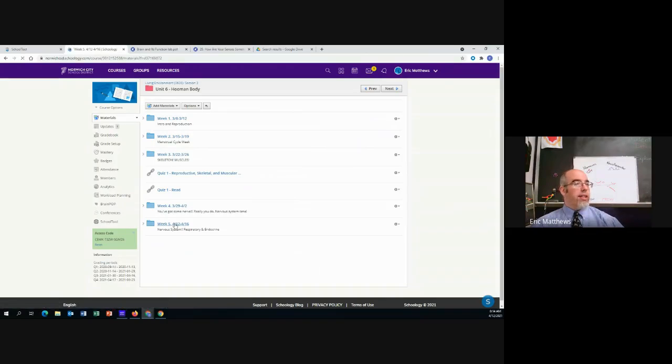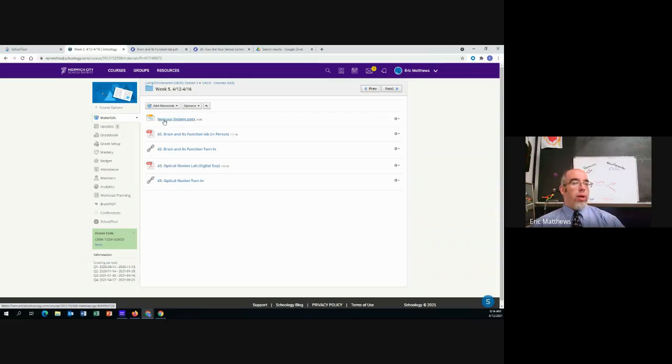And when we take a look inside this week, you can see we have the nervous system PowerPoint that we've been working on throughout last week. It's back again. And then we have 2 different labs. Previously, when we've had 2 different labs, I tried to explain who's going to do what on what day. Now I just labeled them. It says brain and its function lab in person, assuming that you're going to be in person. If not, that's what this video is for. And then optical illusion, digital.